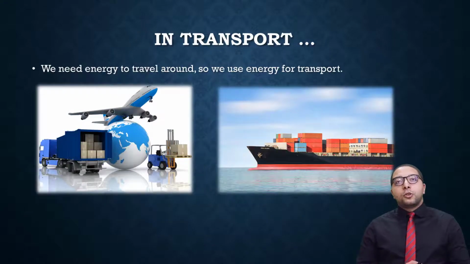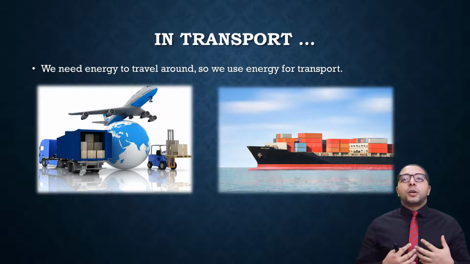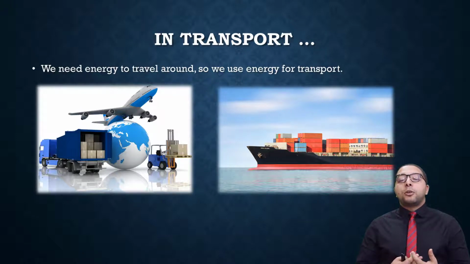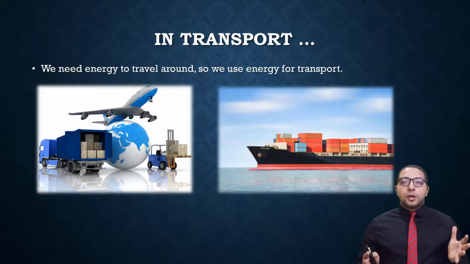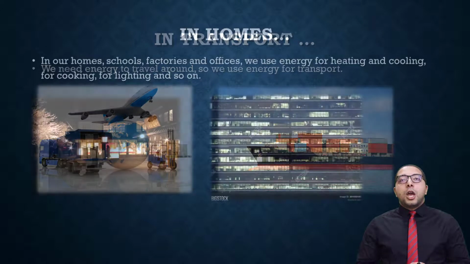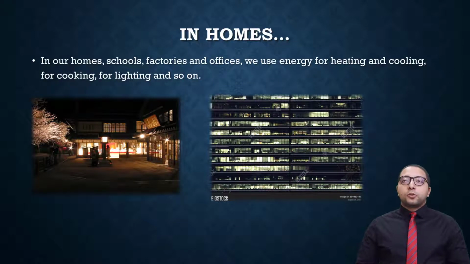For transport, in order to make the ship, the airplane, and the cars move from one place to another, we consume a huge amount of energy with the help of these machines. So we need energy to travel around, and this energy is consumed by machines like cars and airplanes, along with homes, offices, and schools.